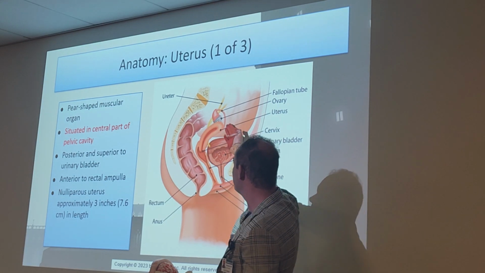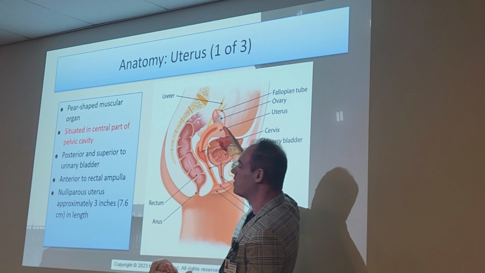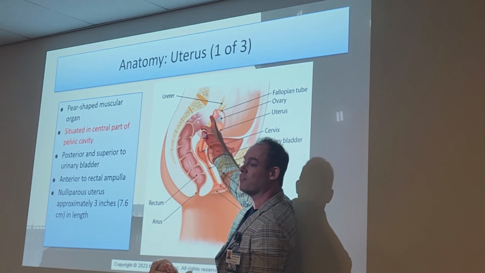You all remember the parts of the fallopian tube as well? First part was the isthmus, followed by the ampulla, and then the infundibulum.